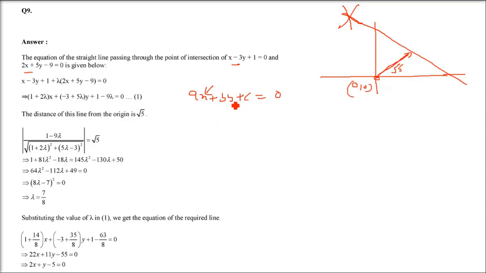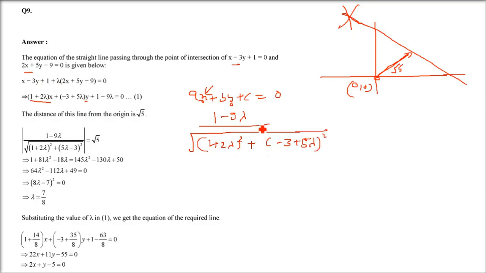So the distance from this 0, 0, in place of x you are going to put 0, in place of y you are going to put 0. Only the constant term will remain, 1 minus 9 lambda. In the denominator you take the coefficient of x and coefficient of y, square and add. So under root, (1 plus 2 lambda) whole square plus (minus 3 plus 5 lambda) whole square, and this is the distance, and the distance is given, it's root 5.